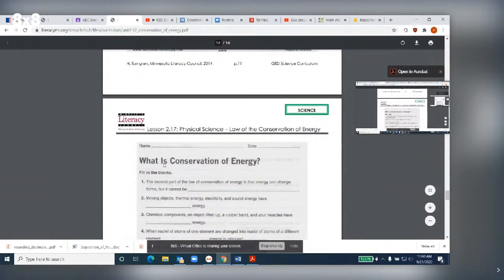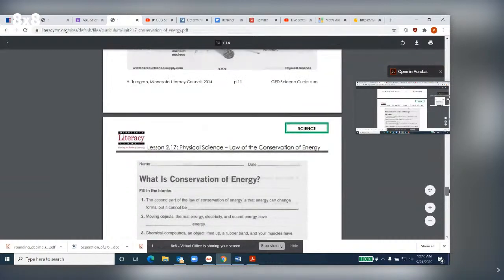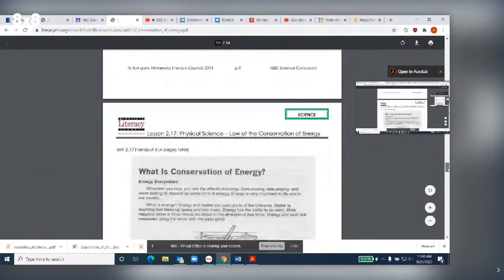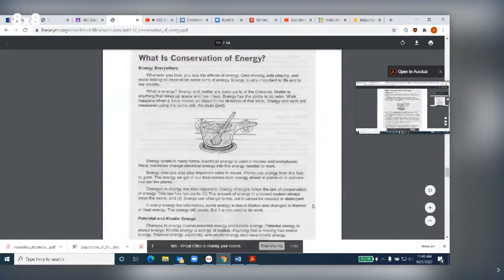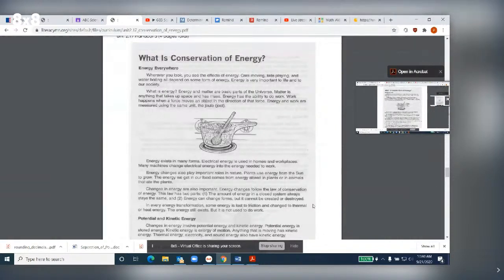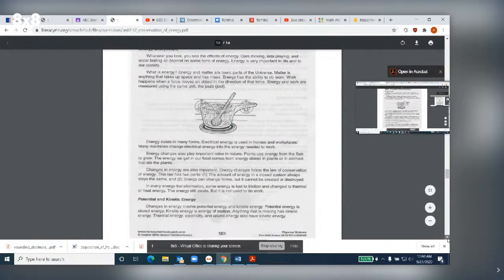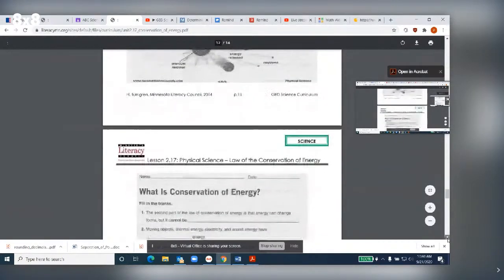So this goes back to the reading. What is conservation of energy? The second part of the law of conservation of energy is that energy can change forms, but it cannot be created or destroyed. So energy basically is always waiting there. You know, that would be potential energy. Okay, but it can't be destroyed.